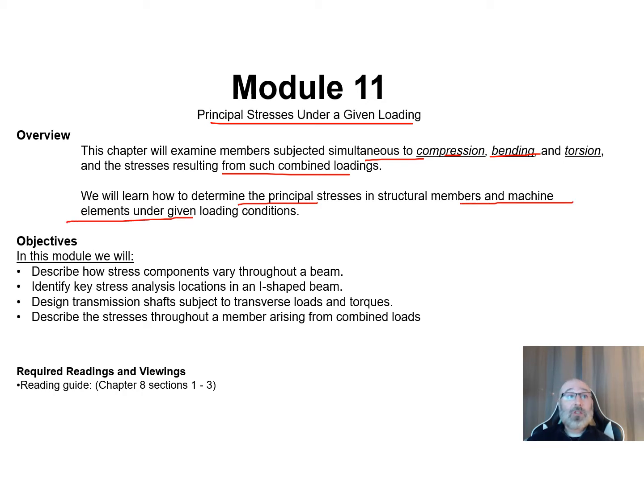We're also going to learn how to determine the principal stresses in structural members and machine elements under given loading conditions. Within this module, some objectives: we're going to describe how stress components vary throughout a beam, identify key stress analysis locations in an I-shaped beam, design transmission shafts subject to transverse loads and torques, and also describe the stresses throughout a member arising from these combined loadings. As related to our textbook, again, this is Chapter 8, and for your reading guide, this will be sections 1 through 3.